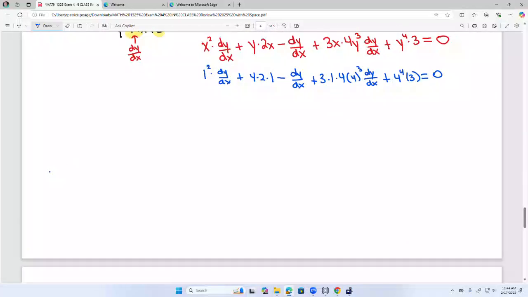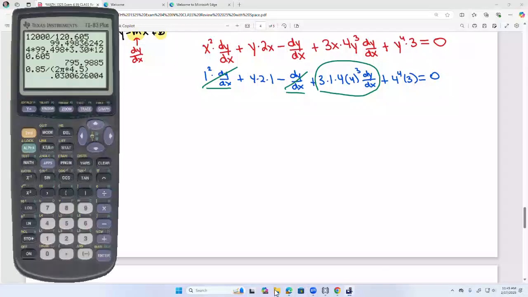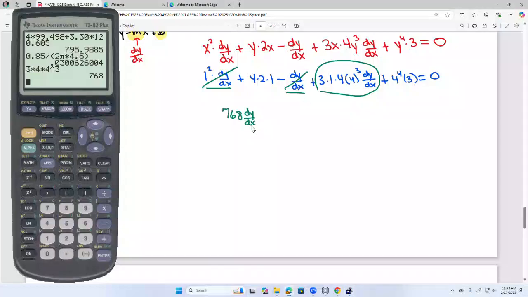Simplifying this a little bit more, I have right here 1 dy/dx minus 1 dy/dx. So those are going to cancel. So I'm going to go straight to my dy/dx term that I have remaining. It's 3 times 4 times 4 cubed, which I'm going to use my calculator. 3 times, I don't have to do times 1, times 4 to the third. 768. So I have 768 dy/dx.